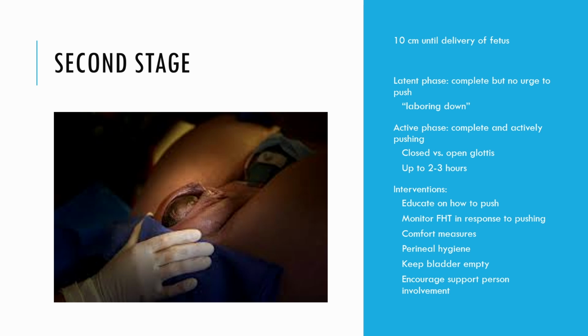As a nurse, the interventions you're going to do during this stage of labor are: educate her on how to push, and monitor heart tones in response to her pushing. Okay, it's very common to see some decelerations during this time. Offer comfort measures, perform perineal hygiene if needed, keep her bladder empty, so if she's unable to void, she might need a straight catheter placed, and really encourage the support person to be involved as much as possible.